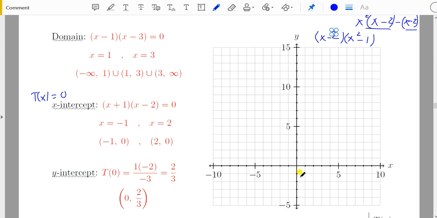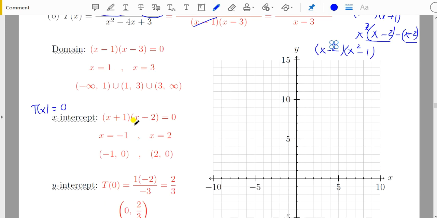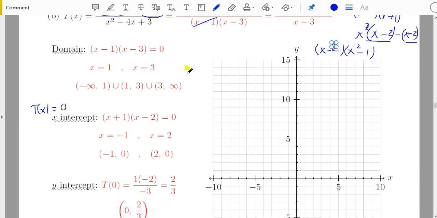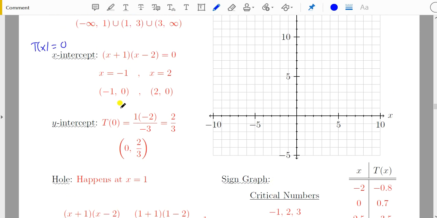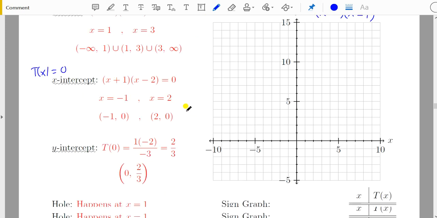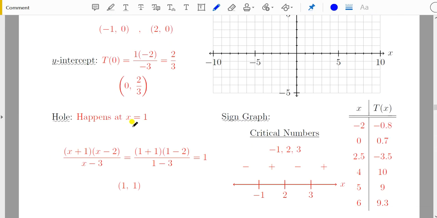And also when the numerator becomes 0, so that is minus 1 and 2. So minus 1 and 2 here. The reason that I did not include x equal to 1 as the critical number is that it is already the hole. Okay, it's here.